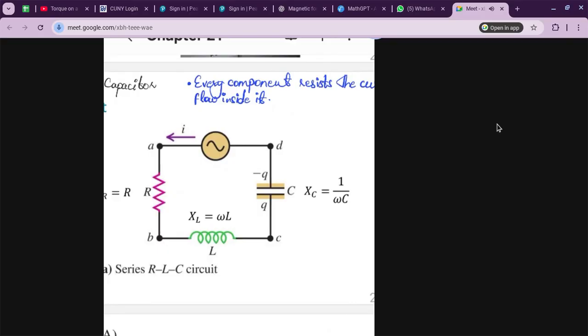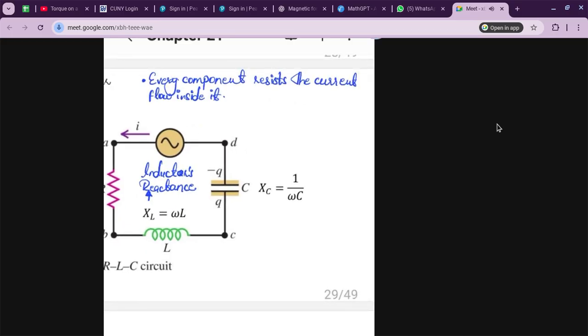The inductor's resistance is XL, and this is what we call inductive reactance. Okay. Now here is XC. XC is capacitive reactance.